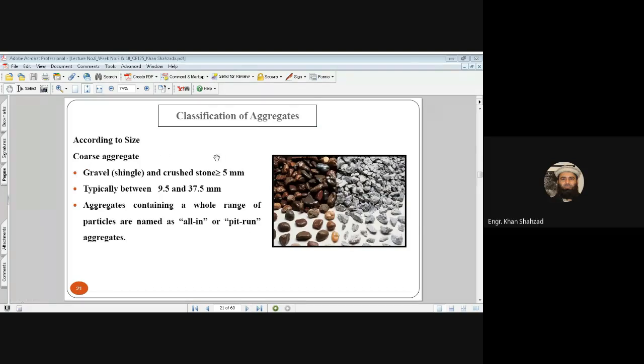Here you can see how we can classify the aggregates according to size. So these are the coarse aggregates. You can see this material and you can see this material. There are 2 types of material. So Arif Wazir, which one is better, this one or this one? Sir ji, right side. Why is the right side one better?